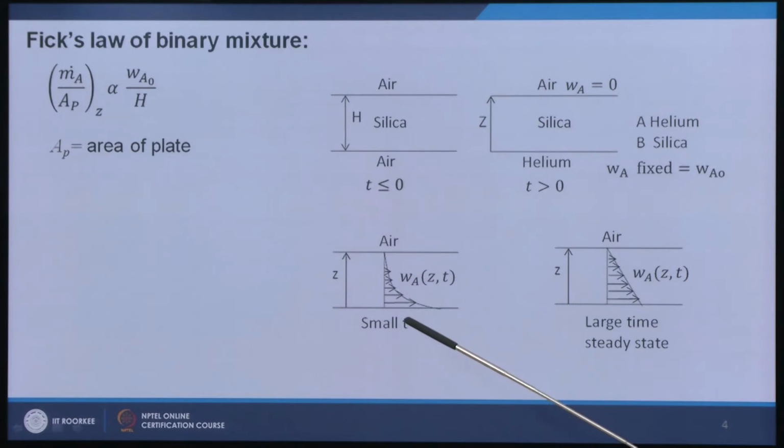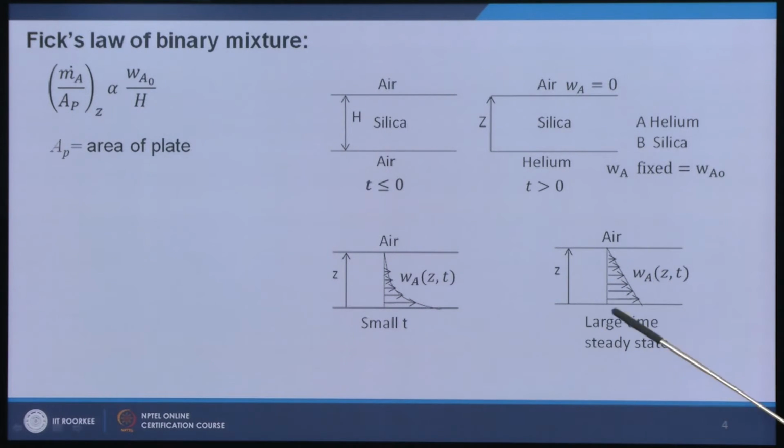So, if you wait for a longer time, then you will find that it achieves some steady state, and you will find a gradient of concentration of helium can be observed in this fashion, where once again the bottom wall which is in contact with helium has higher concentration, and at the air side, there we have lower concentration, okay.